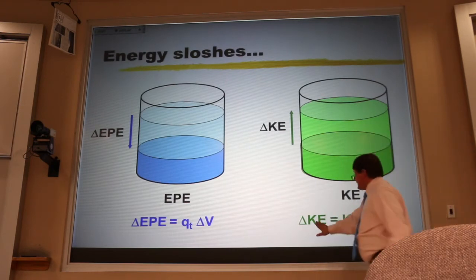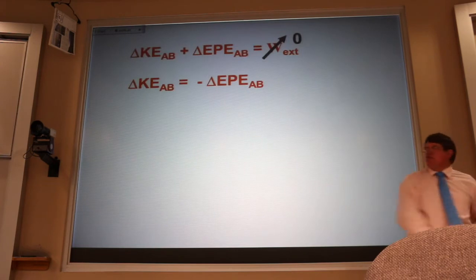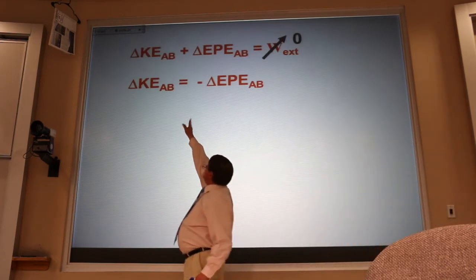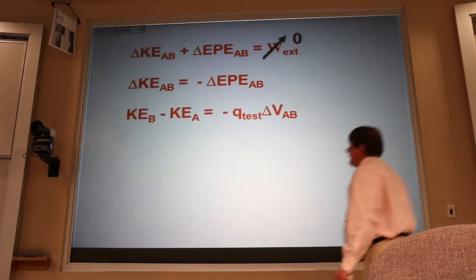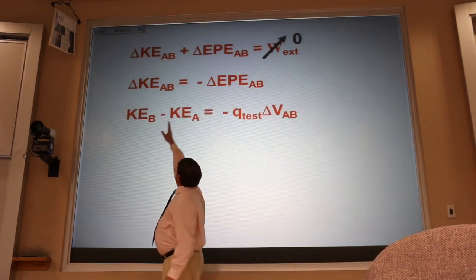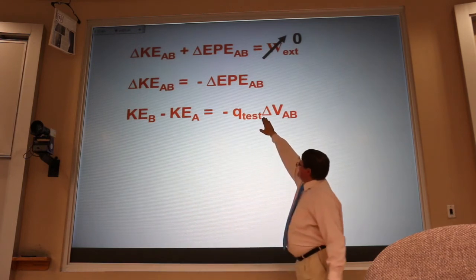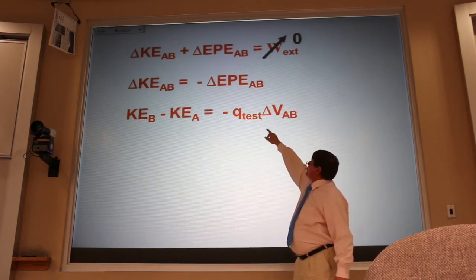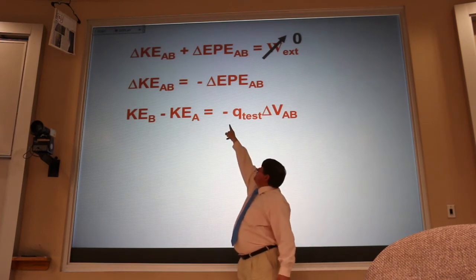At this point, it's just plug and chug. When I have kinetic energy, it's just final minus initial. Well, in this problem, I'm going from A to B. That means my kinetic energy is going to be final minus initial. My electric potential energy, I just replace with the test charge times the change in voltage. Okay, that's the rate. And I've still got that minus sign.